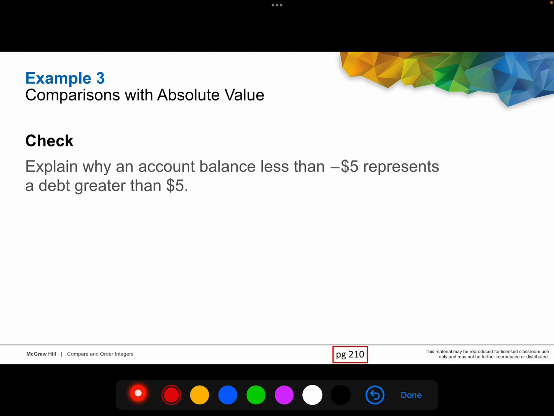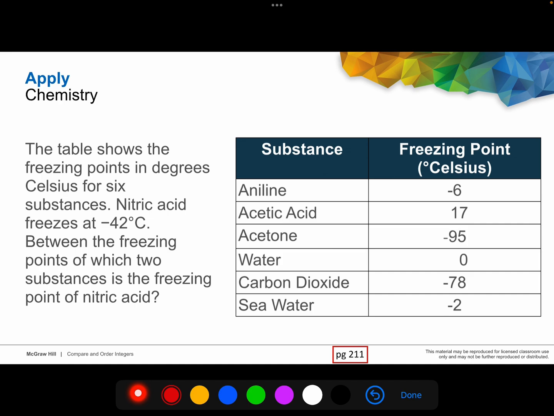All right, pause and do the check problem on your own. And we will discuss the supply problem in class together, okay?